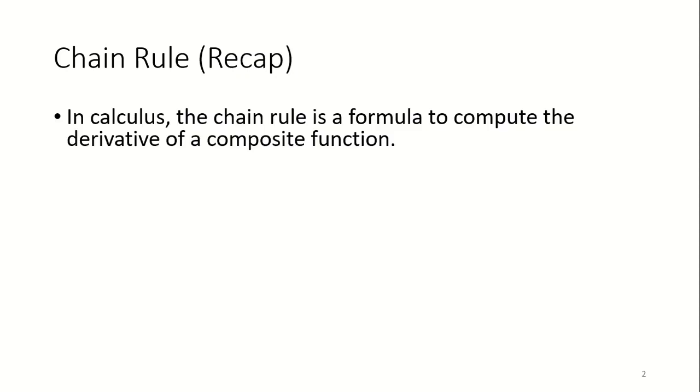In calculus, the chain rule is a formula to compute the derivative of a composite function. Suppose we have a function called f for which the input is another function g, and g is a function of x. If you want to find the derivative of this function with respect to x, we have to find df by dg, since f depends on g. So we have to find the derivative like this: df by dg into dg by dx.